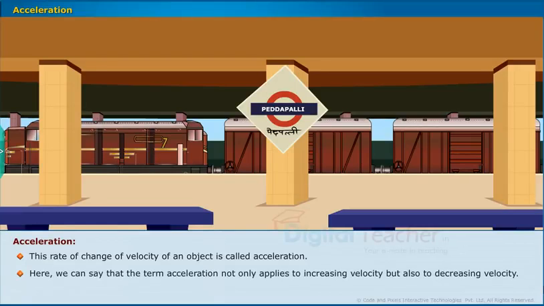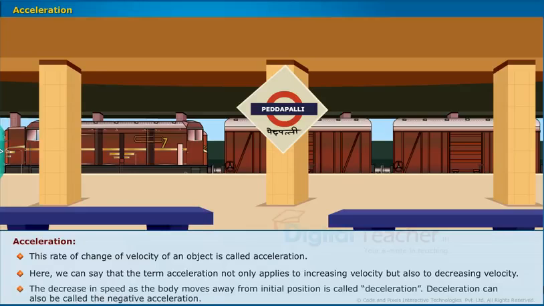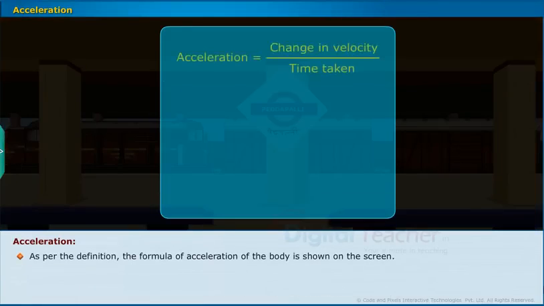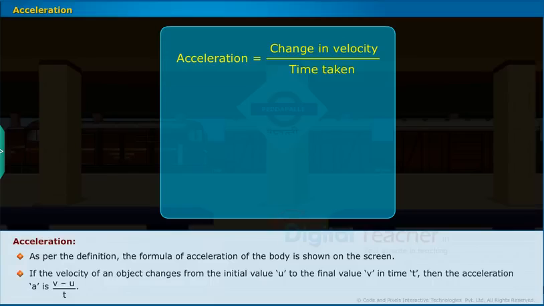Here, we can say that the term acceleration applies not only to increasing velocity but also to decreasing velocity. The decrease in speed as the body moves away from the initial position is called deceleration. Deceleration can also be called negative acceleration. As per the definition, the formula of acceleration of the body is shown on the screen. If the velocity of an object changes from the initial value u to the final value v in time t, then the acceleration a is (v minus u) divided by t.